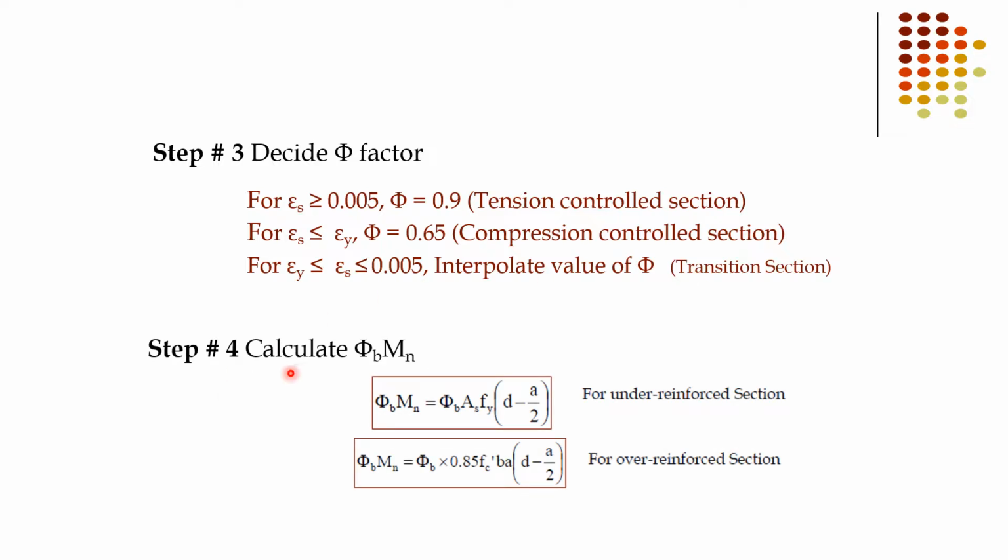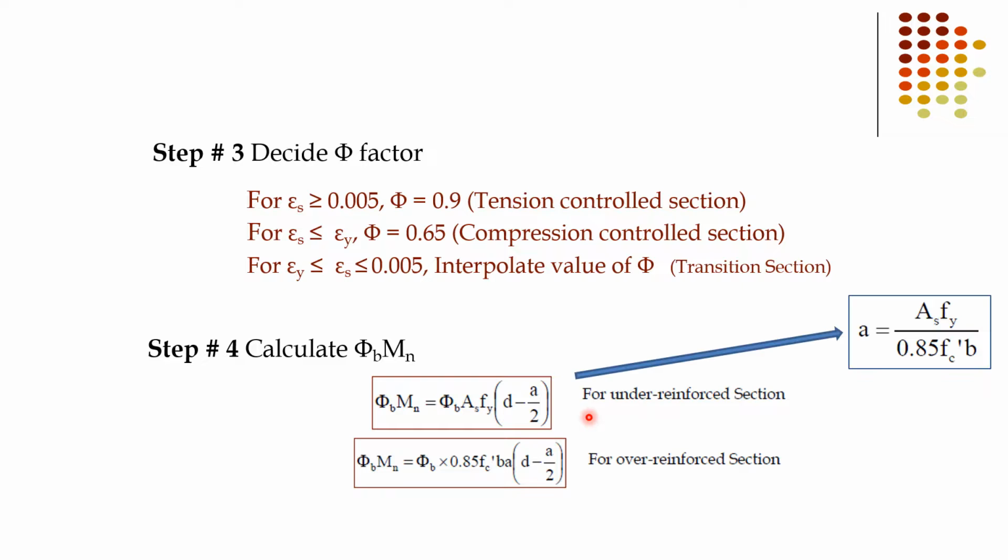Here, final step, calculate the moment capacity, phi Mn. If it is tension control, you will calculate phi As Fy (d minus a by 2), because steel will yield. And if it is an over reinforced section, then you will calculate phi 0.85 Fc prime b a into (d minus a by 2). The only difference is that in under reinforced, you will calculate a by using this formula. For over reinforced, you will calculate it by using this formula.